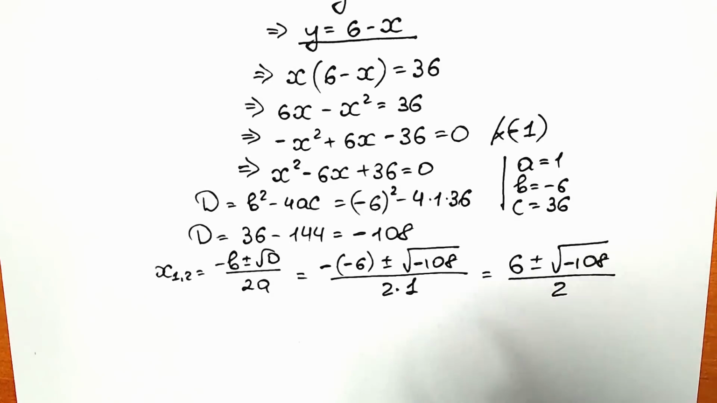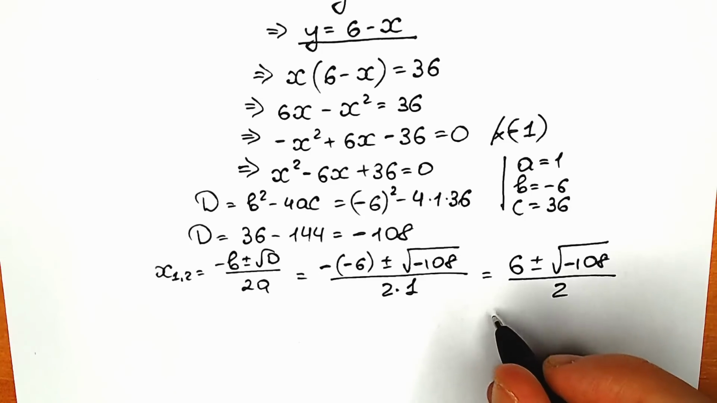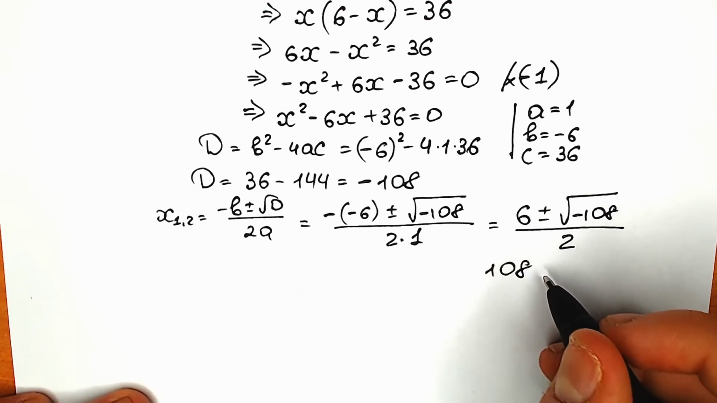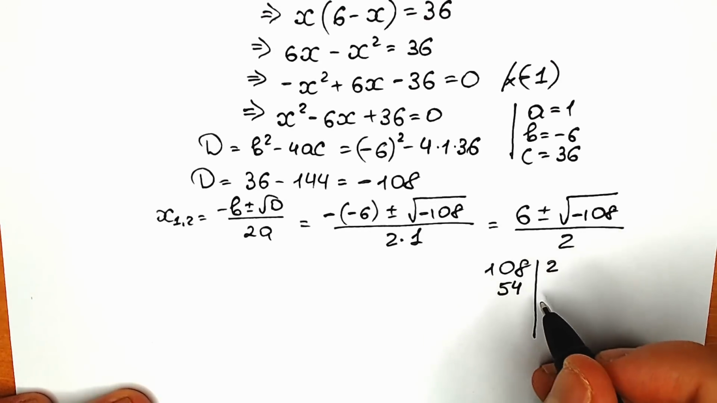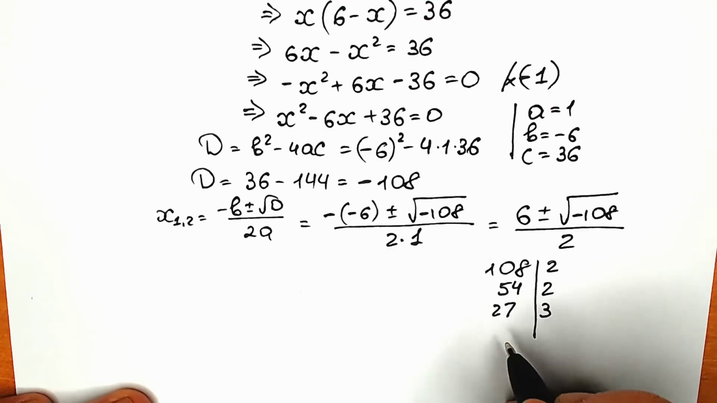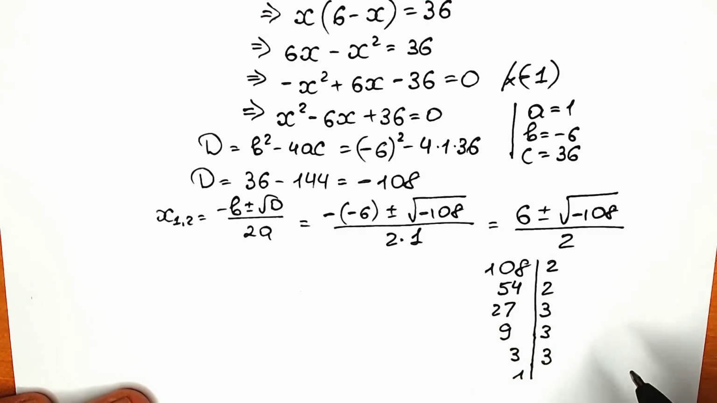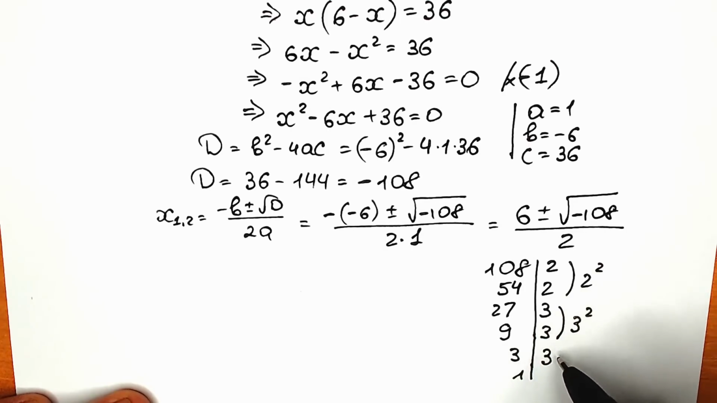So we're going to divide this 108 by 2 and by 3. Let's see what will happen. We have 108, we're going to divide by 2. As a result, we have 54. We divide this 54 by 2, and we have 27. This 27 can be divided by 3, and we have 9. This 9 can be divided by 3, and we have 3. We divide by 3 again, and we have 1. So this 108 we can express as 2 squared times 3 squared times 3.